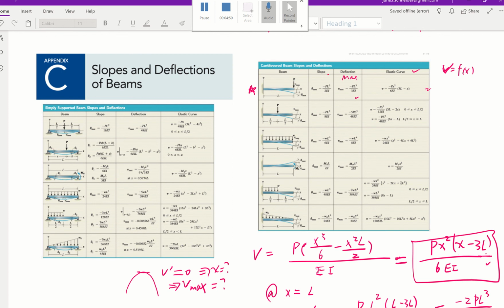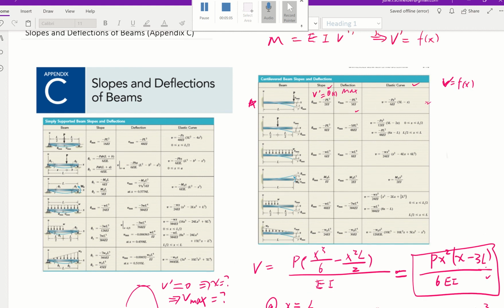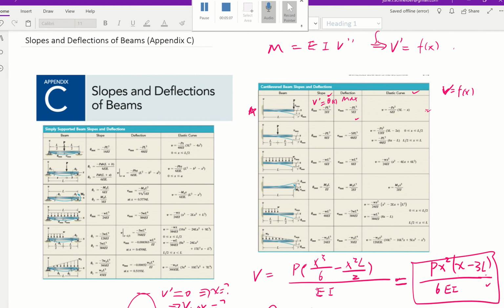They have slope. The slope is basically your v prime. As we talked about last time, v prime is also written as theta of x in some places, right? Since this slope is also a function, because v prime is a function, they want you to know what the maximum slope is. For this cantilever beam with a concentrated load at the end, obviously the maximum slope also happens at the very end when x equals L.